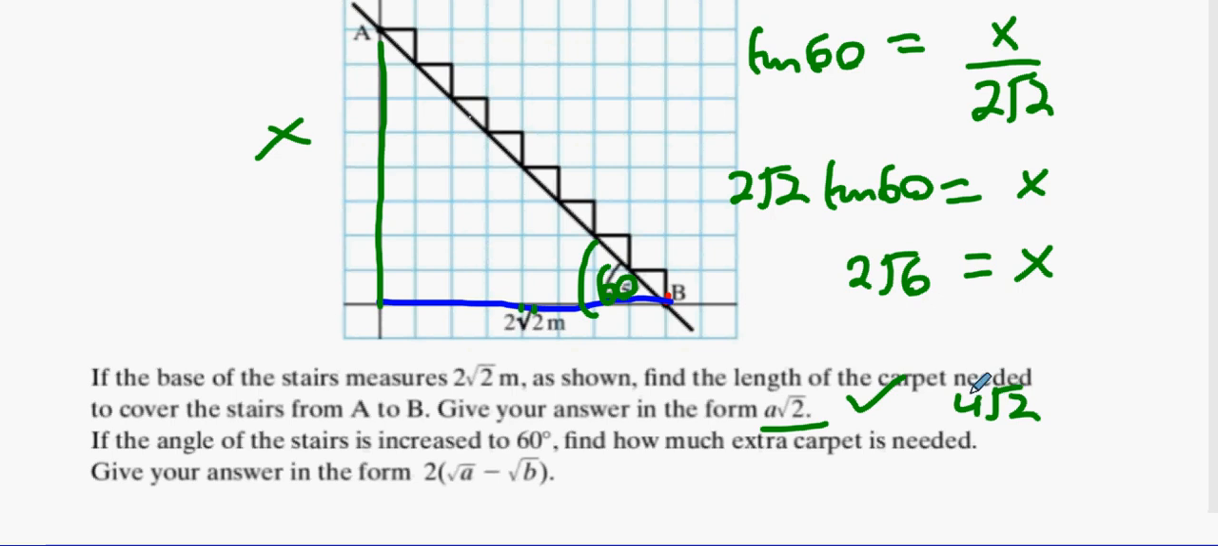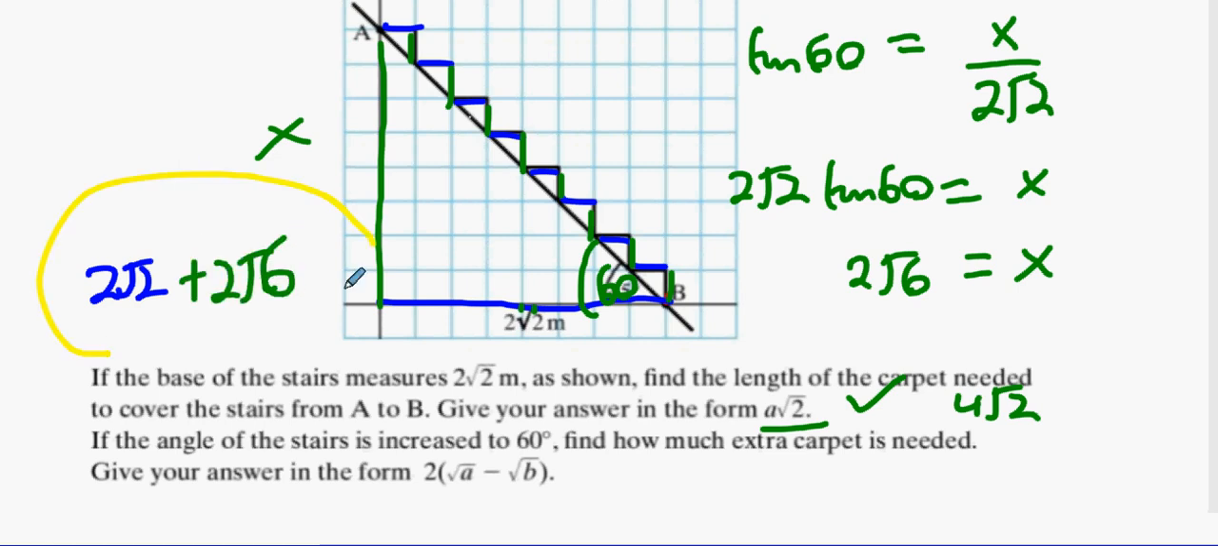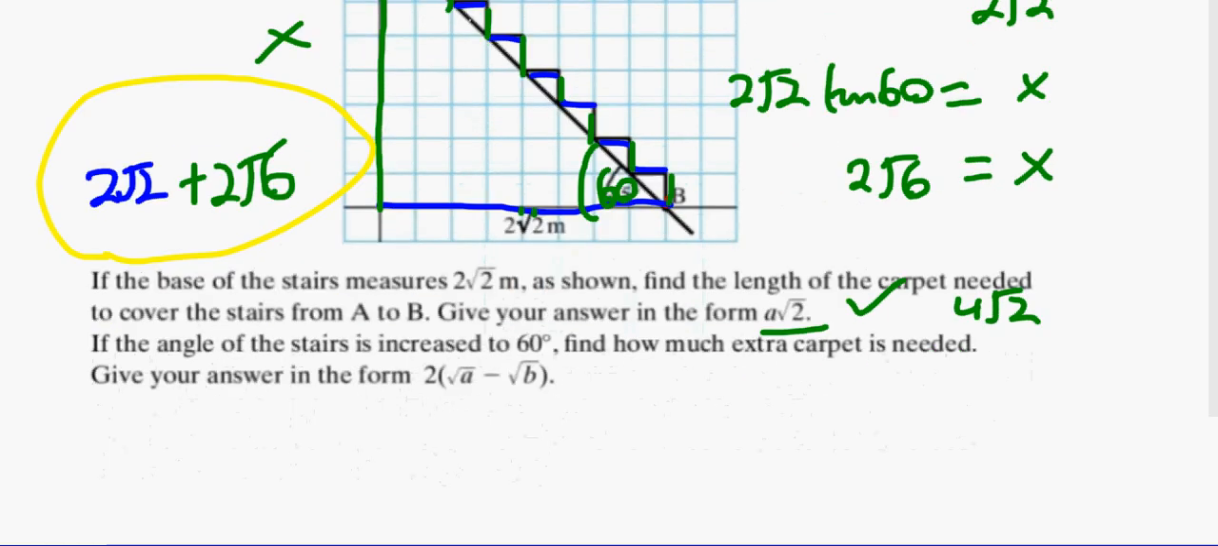Now, would everybody agree we still need 2 root 2? What do we need 2 root 2 for? 2 root 2 is the blue part, which is the horizontal. So we still need 2 root 2. But now we have a new vertical part, which is different. And what's the length of the vertical part? 2 root 6. So would everybody agree this is how much carpet we need in the second part? Now, what's the question? How much extra carpet, isn't it? So it's your answer of part 2, take away your answer of part 1.